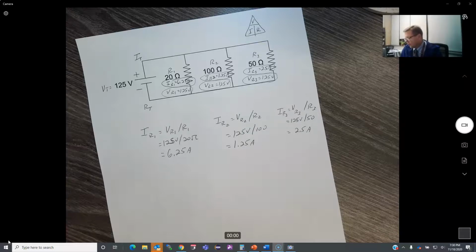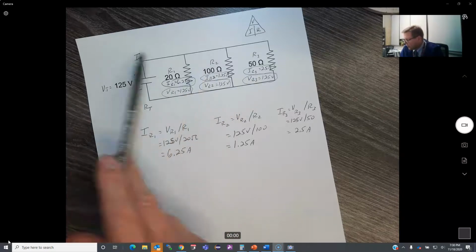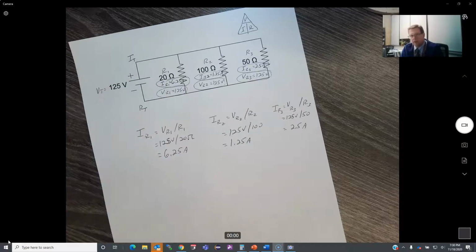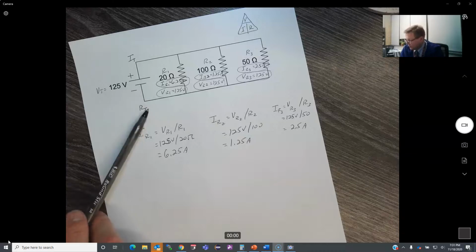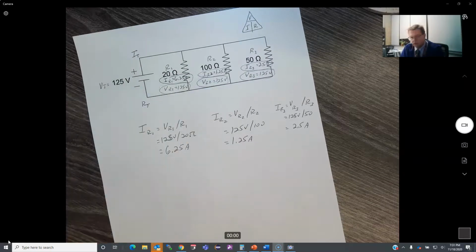Now we have a couple different ways. Remember, KCL says all the currents have to add up, so I can add these 3 currents up and get the total current. Or I can solve for the total and then check it with KCL. So we'll go ahead and do the check method right now.